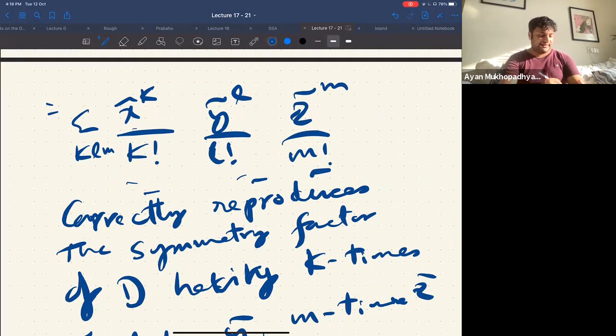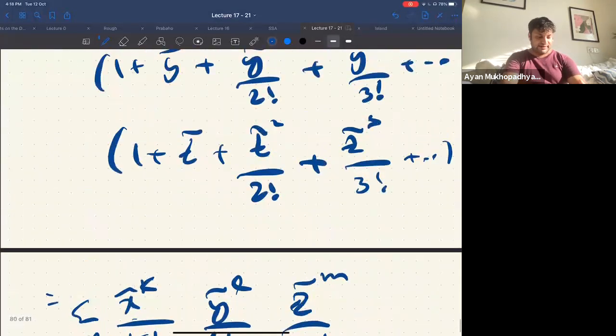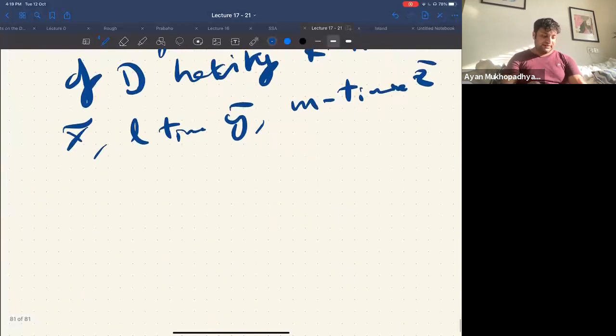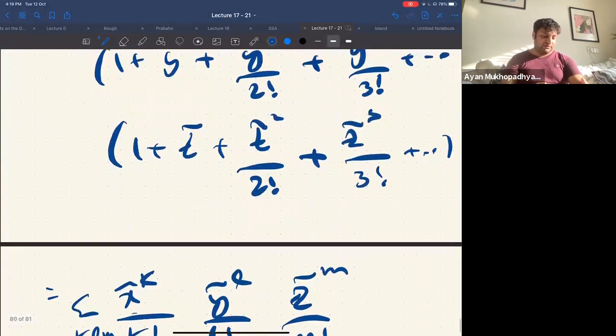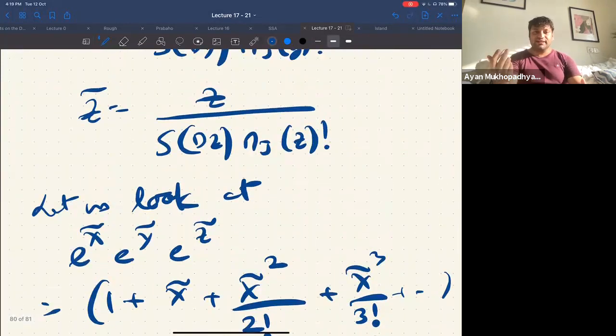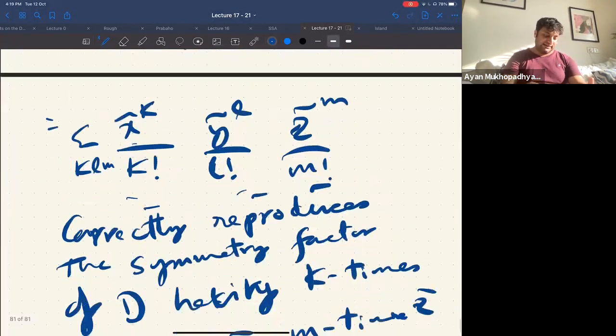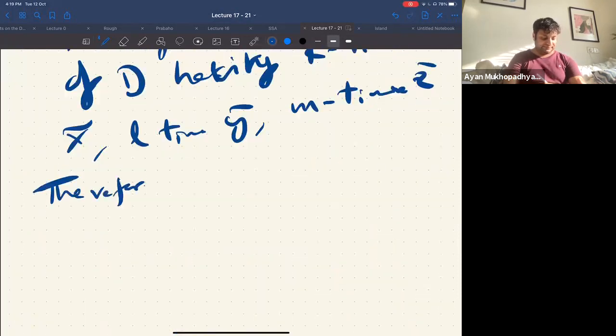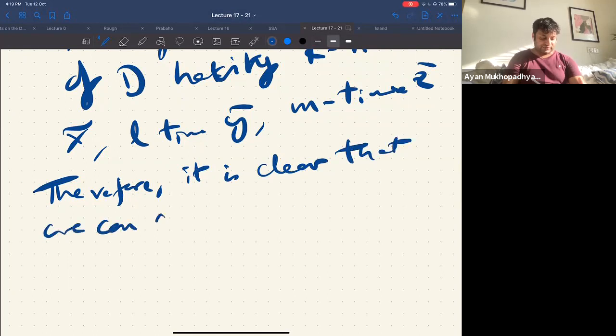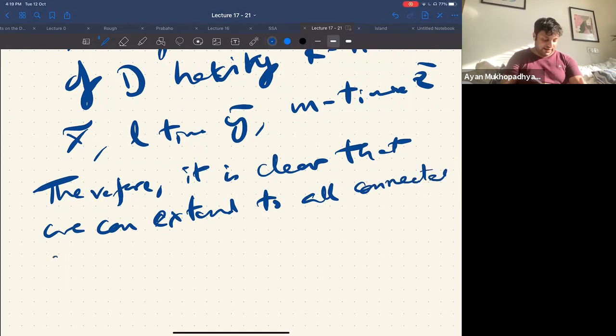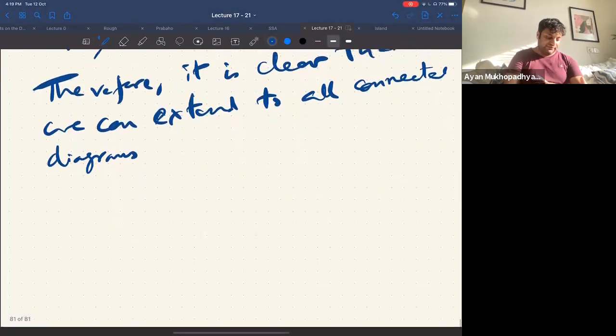Here this connected component X is being repeated K times, this connected component L times, and this one M times, and you get the right combinations by doing this multiplication. And this you can repeat with an arbitrary number of connected components. We have only looked at 3 connected components, but you can take an arbitrary number of them if you wish, and therefore it's quite clear that we can extend this to all connected diagrams.